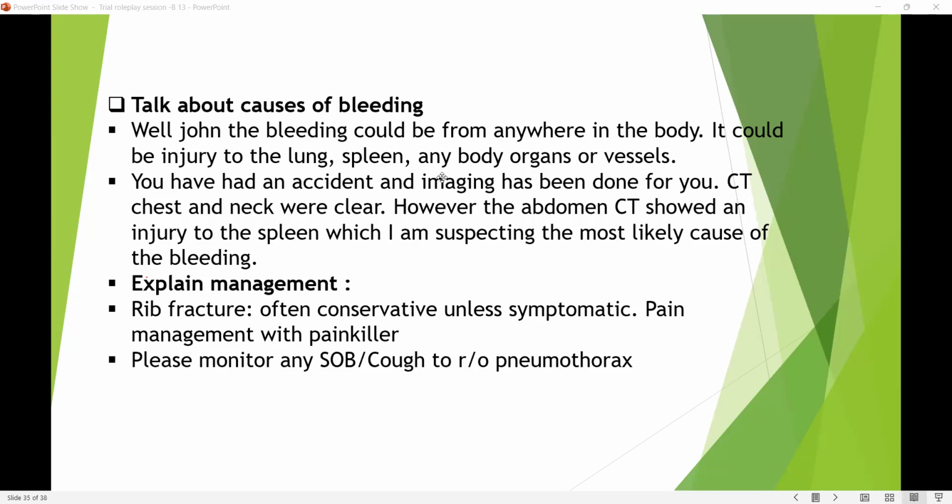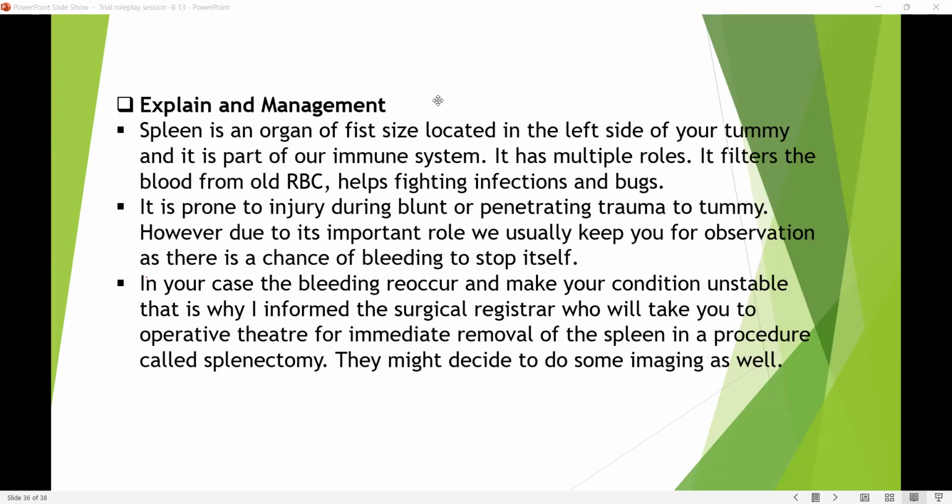And then because you're suspecting bleeding, you need to mention that your senior might come and they will take you to theatre, and there is a possibility of splenectomy. So you can explain the spleen is an organ that is located in your tummy and is a part of our immune system. It has multiple roles. One of the roles is that it helps fight infection and bugs, and it is prone to injury during any blunt or penetrating trauma to the tummy.